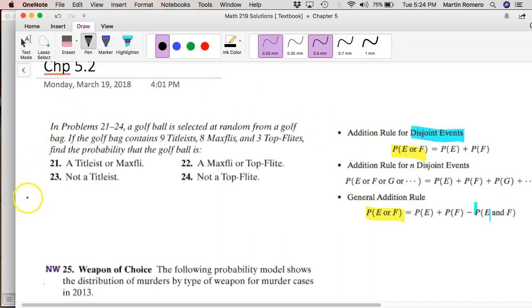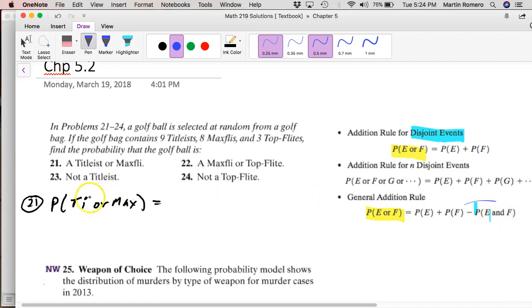So in the first one, 21, we're looking for the probability that, I'm going to abbreviate, you have a Titleist or a Maxfli. The way I think about it, applying this to the formula: probability of E or F equals the probability of E happening plus the probability of F happening. You add those separately. Selecting a Titleist or a Maxfli can't happen at the same time, so we don't have to worry about this issue.